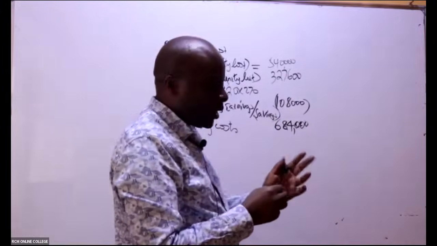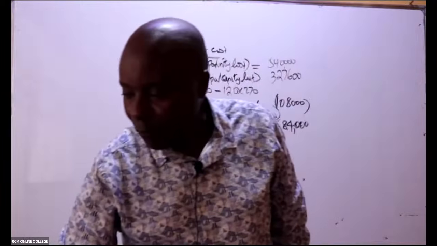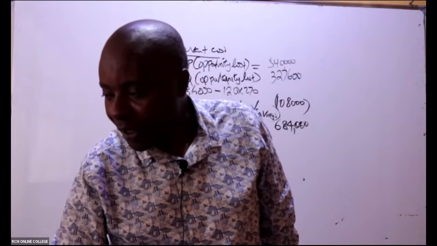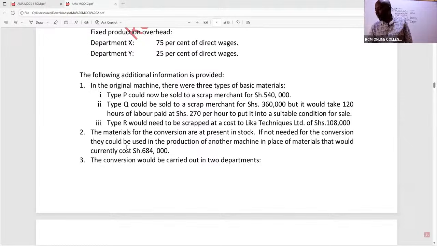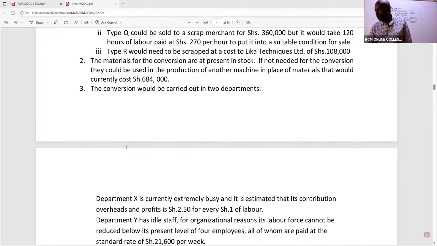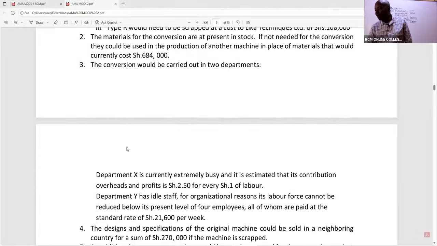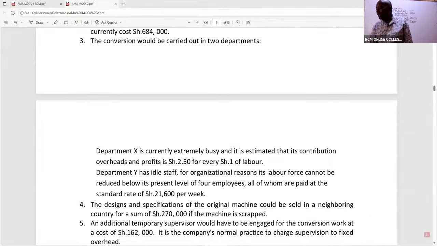So let's move on. And then from now moving forward, it is yours to try. Let's see here. The conversion cost will be carried out in 2 departments. We have Department X, which is currently extremely busy, and it is estimated that its contribution to overheads and profits is 2.5 for every shilling of 1 hour of labor.